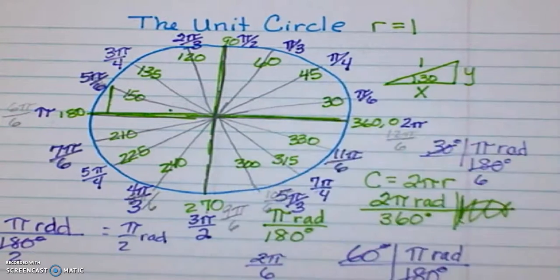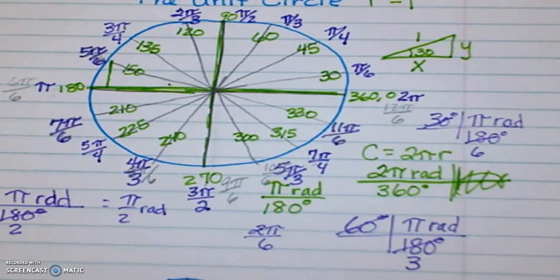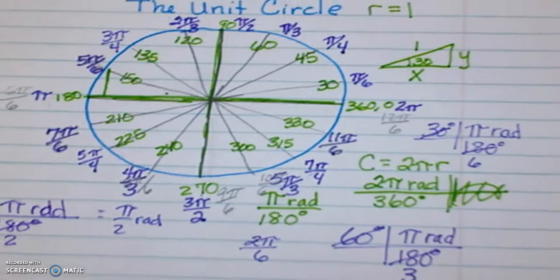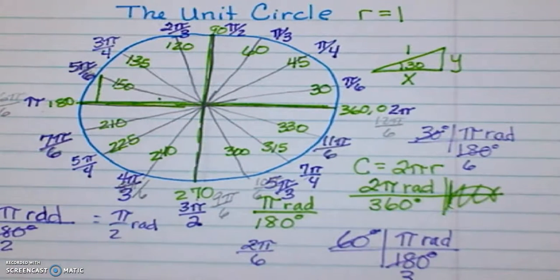So there are the degree measures and the radian measures of your unit circle. I think I'm going to have to stop and then go back and fill in sine and cosine values for your unit circle.